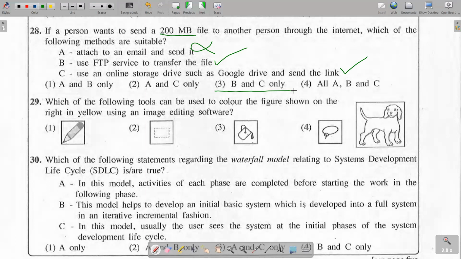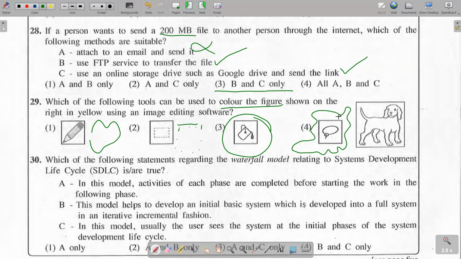29th. Which of the following tools can be used to color the figure shown on the right in yellow using the image editing software? So they are asking to color the figure. To color the figure, it's a paint bucket that you can use. The pencil will help you to draw the lines. This will help you to do the selection. This is the lasso. You can select any particular shape using the lasso tool. So the third one is the one which helps you to do the painting, the coloring.